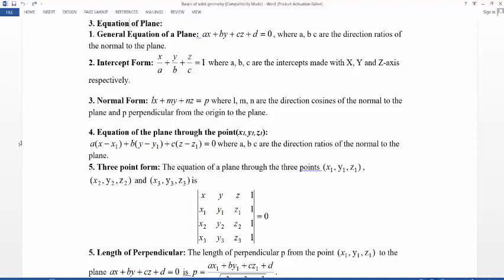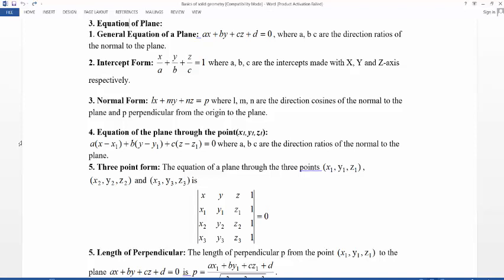Suppose these 3 points we know, and there is only one plane that will pass through these 3 non-coplanar points. Then the equation of the plane is given by the determinant of this 4x4 matrix, whose first row is x, y, z, 1, second row is x1, y1, z1 and 1, third row is x2, y2, z2, 1, and the last row, means fourth row, is x3, y3, z3, 1.